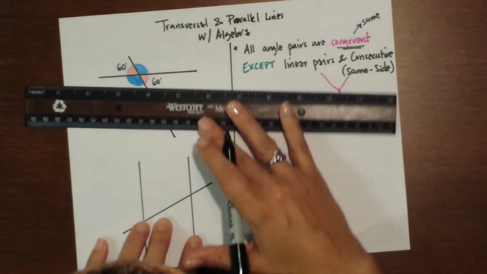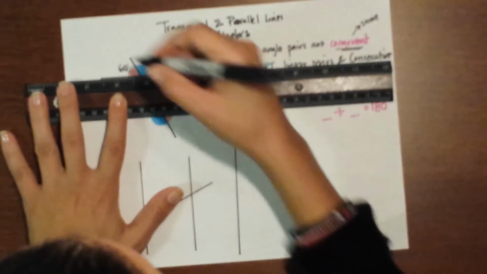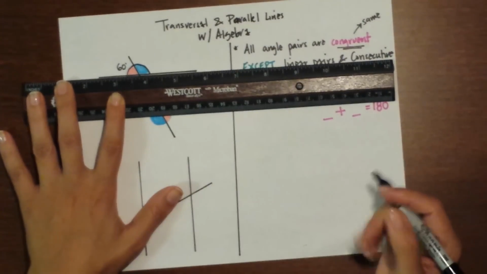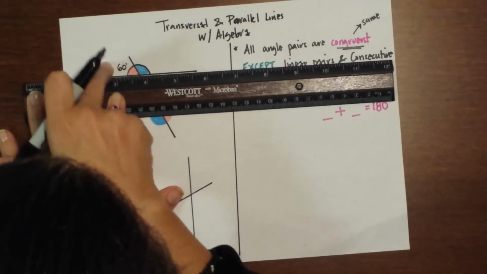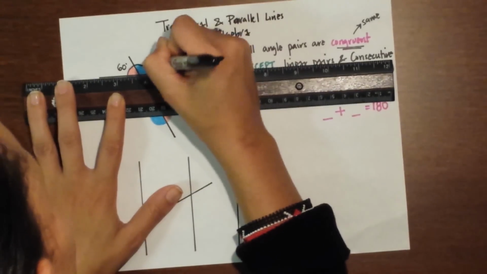I'll give you a quick hint. If I put a ruler like that, what am I really telling you? See, there's my half semicircle. So we know that that is equal to what? 180. And so if part of it is 60, what does this have to be in order for the whole thing to equal 180? Very good. It has to be 120.